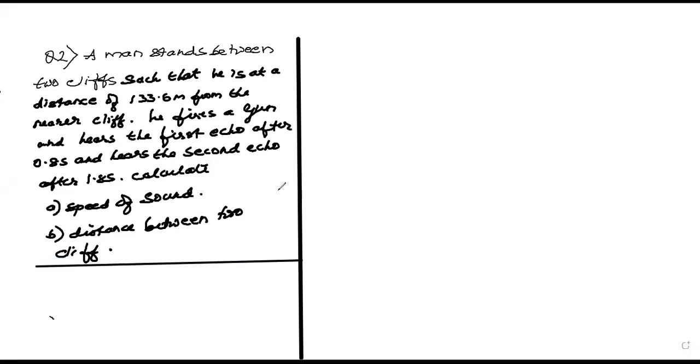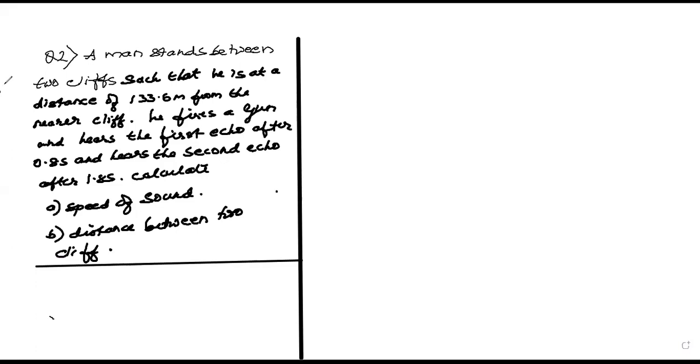A man stands between two cliffs such that he is at a distance of 133.6 meter from the nearer cliff. He fires a gun and hears the first echo after 0.8 seconds and hears a second echo after 1.8 seconds. That means you have to calculate the speed of sound and the distance between the two cliffs. Very simple sum, children.